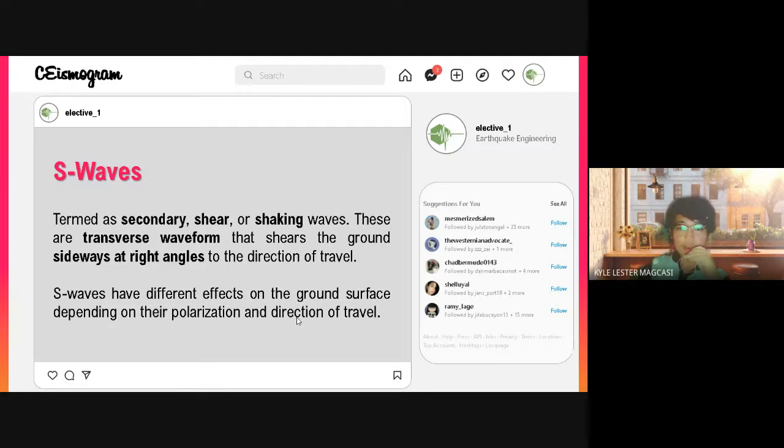Ang S-wave daw po ay typically 40% na mas mabagal sa P-wave. Ang velocity nito ay nagre-range approximately 900 to 4,500. Ito ay pangalawang wave na nagre-register sa seismograph ng isang lindol. Bagamat mas mabagal ito kumpara sa P-wave, ito naman ay mas destructive at may mas malaking amplitude na nagkakaroon ng greater ground shaking.